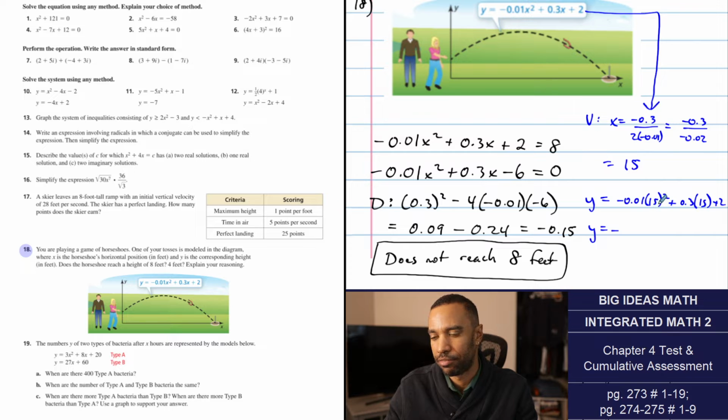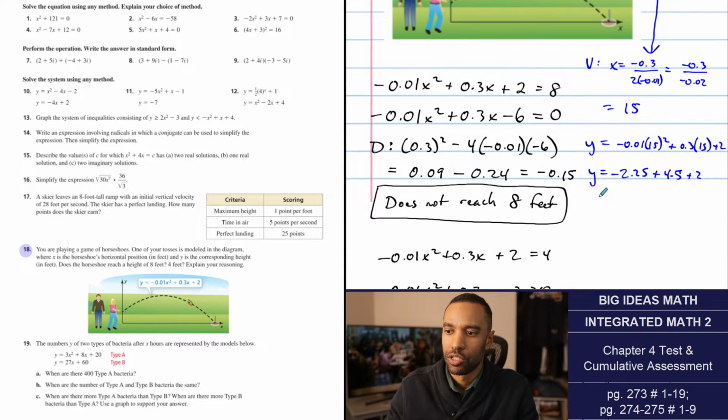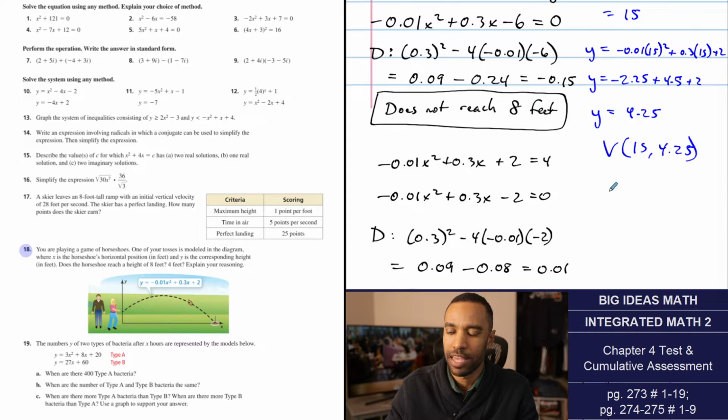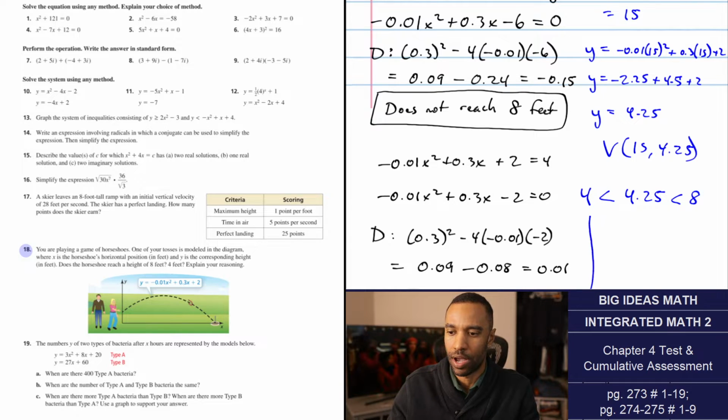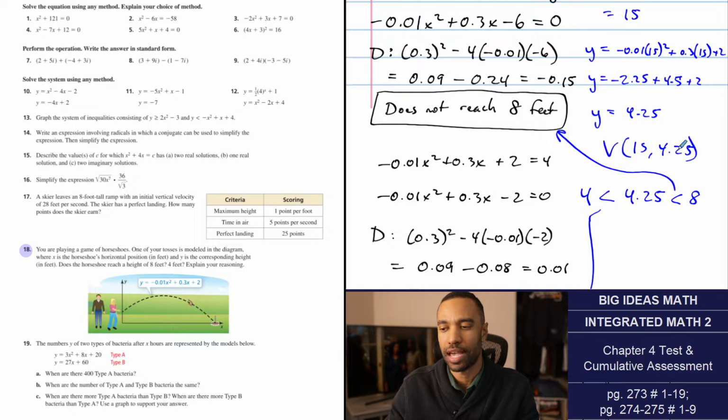which is negative 2.25 plus 4.5, which is positive 2.25, plus 2. 2.25 plus 2 is 4.25. So your vertex is at 15, 4.25. 4.25 is greater than 4, but less than 8, which is how it answers these two questions. It does reach 4 feet. It does not reach 8 feet. That was actually faster.